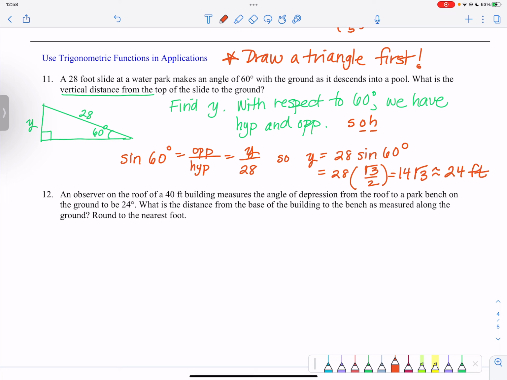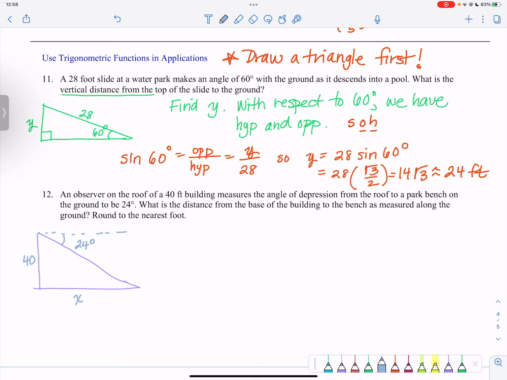Okay, our last problem. An observer on the roof of a 40-foot building measures the angle of depression. So you will need to know what that means. And an angle of depression is this right there. So that is 24 degrees. Okay, and it's a 40-foot building, so you guessed it. We have a 40 on this vertical distance, okay? Now we don't know what our x value is. We also don't know what the hypotenuse is.